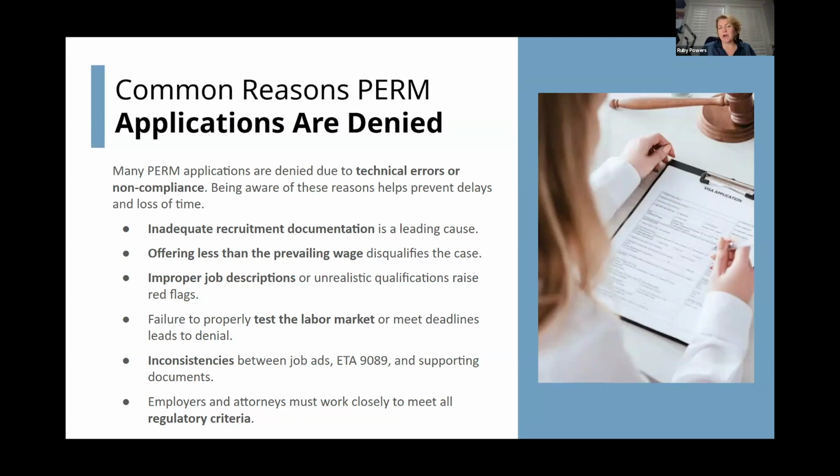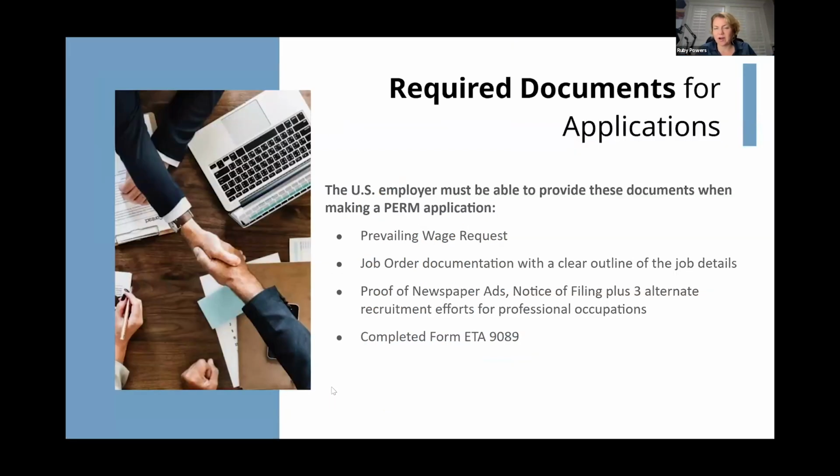If the employer offers less than the prevailing wage, that can also disqualify the case. Improper job descriptions. Unrealistic qualifications can raise flags, like speaking gazillions of languages or having this much education, but if those truly are needed, then that makes sense. Still, unrealistic qualifications are something to keep an eye on. Failure to properly test the labor market and meet the deadlines is an issue, as it is very formulaic and deadline specific. And then there are inconsistencies between the job ads and the ETA 9089 supporting documents. It's very specific. The employer and attorneys must work closely to meet all the regulatory criteria.